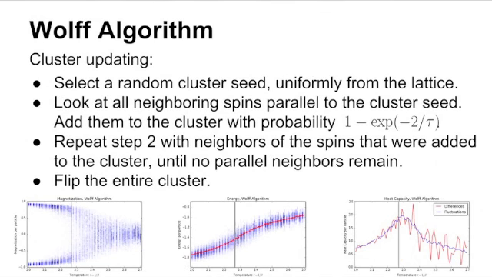One iteration of the Wolff algorithm consists of the following. Select a random cluster seed and examine all neighbors with parallel spins. Add each neighbor to the cluster with a probability that decreases with temperature. This step repeats for all the neighbors of the spins that were just added to the cluster. When the process terminates, all the spins in the cluster are flipped.